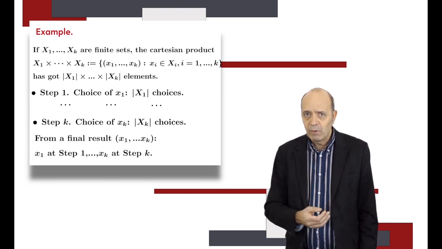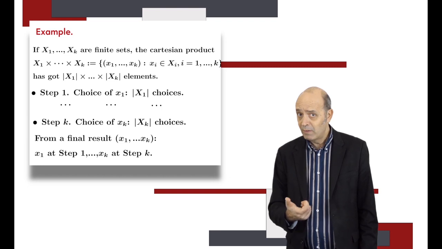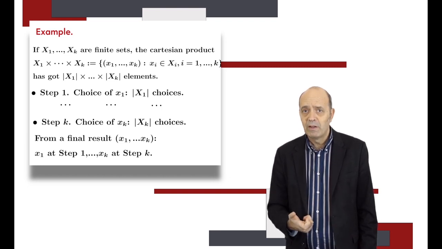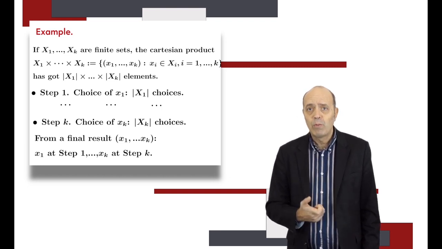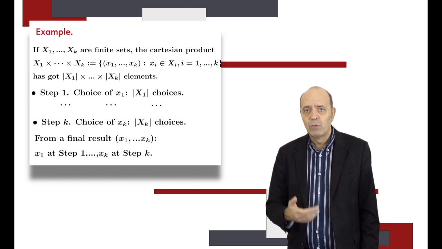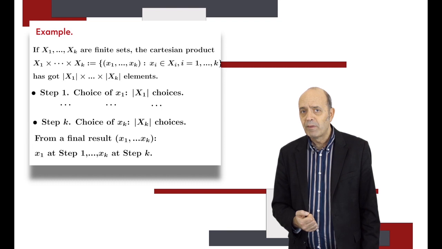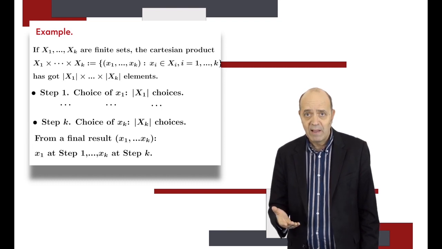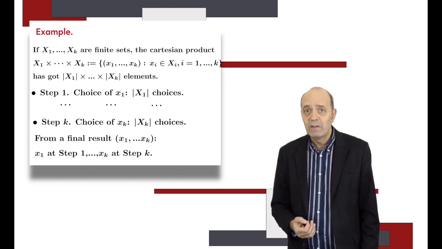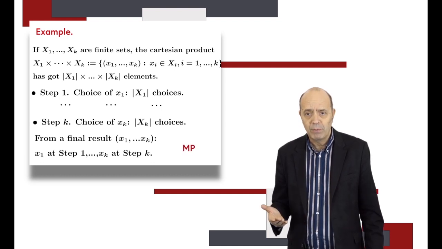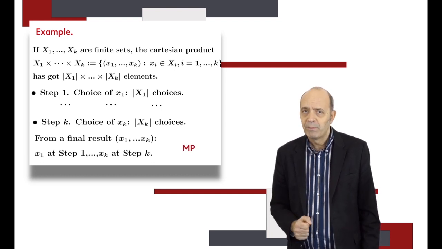Notice also that from the final outcome, which is a sequence, x1 is the first term, so x1 is the outcome of the first step. x2 is the second term, so x2 is the outcome of the second step. And xk is the last term, so it is the outcome of step k. So we can apply the multiplication principle, which gives the result.